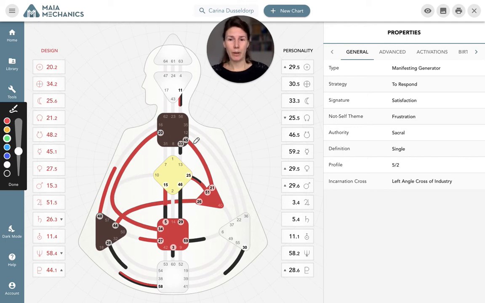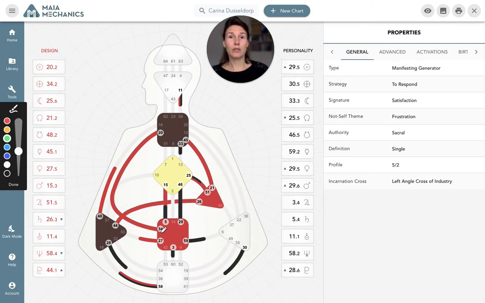Because of this channel and because of the connection, the motor to the throat, that's what makes me the manifesting generator. So if I would not have a motor to the throat, so motor is one of these four, these four are the motor centers. If you don't have that connected directly to the throat or via another center, then I would be a generator. But this is the main center that makes me the generator.